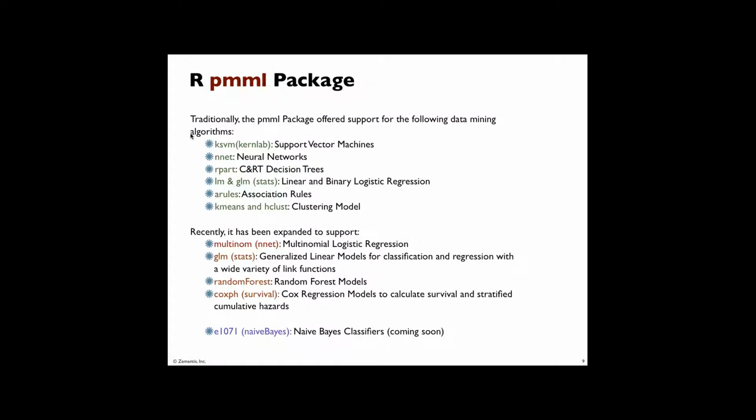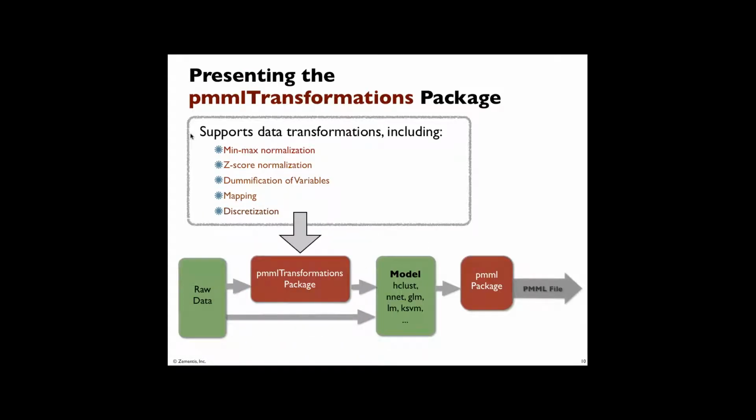All right, so that was the PMML package. So this talk is the PMML transformations package. Here it is. The chart on the bottom shows you the idea we have about how to use it. So traditionally, you have the raw data, as you can see on the left, and you would use it, in this case, directly in the model. That's the next green one. You make your model, and then you pass on the model to the PMML package, and output the PMML file.